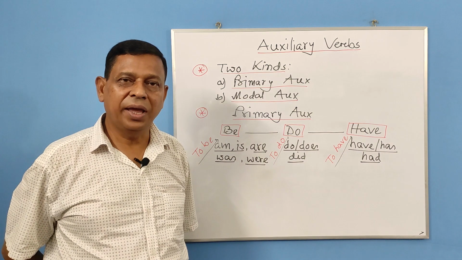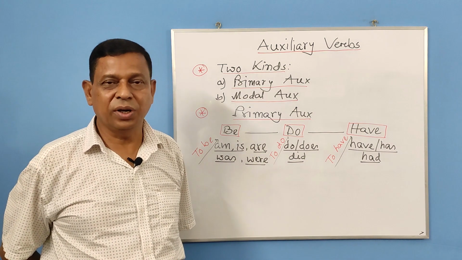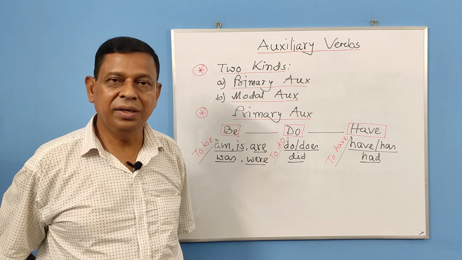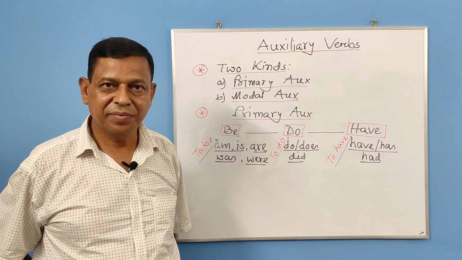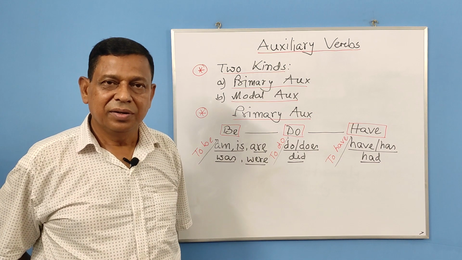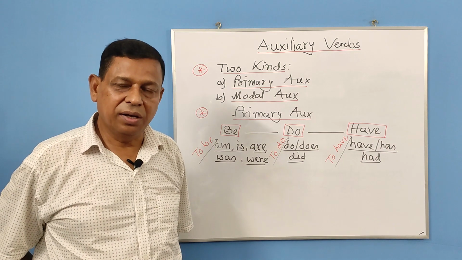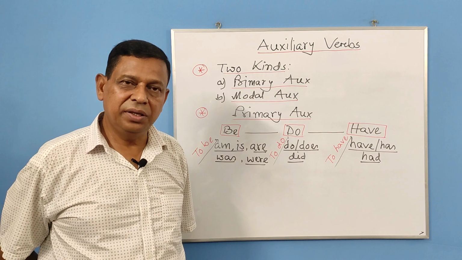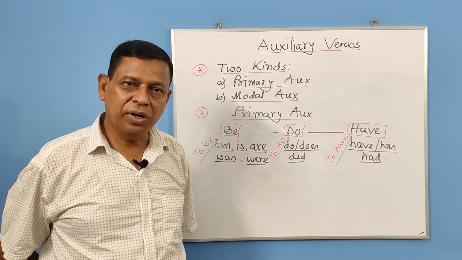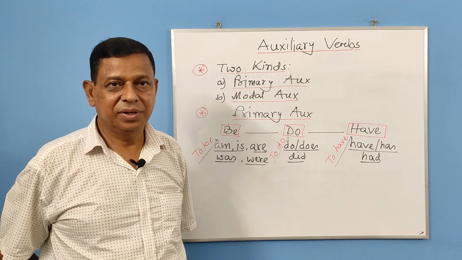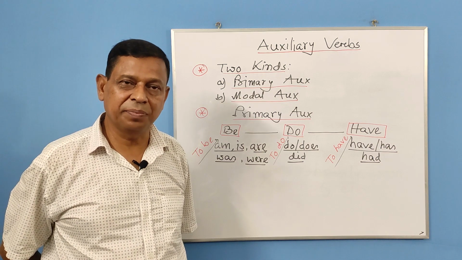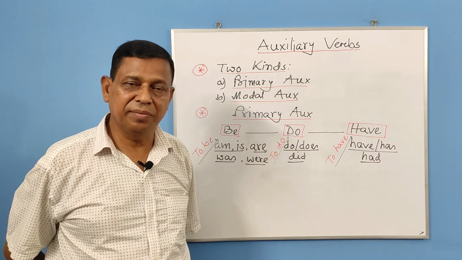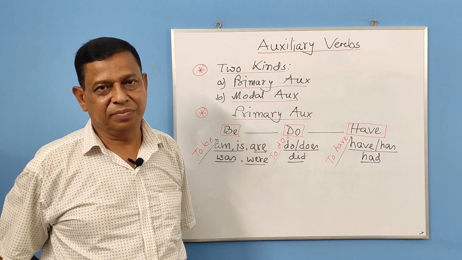The past participle of am, is, are, or was, were is been, B-E-E-N. We have to learn it so that it can be used in our day-to-day life. And for the admission test after passing the HSC exam, such a type of question may come in the exam.